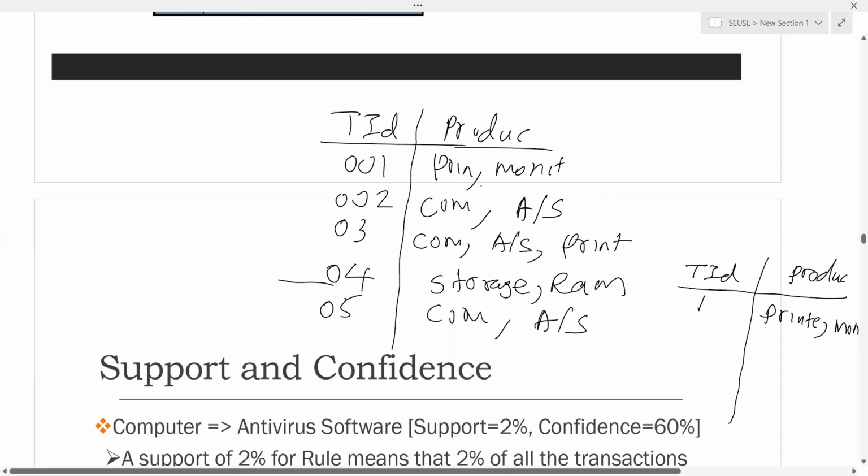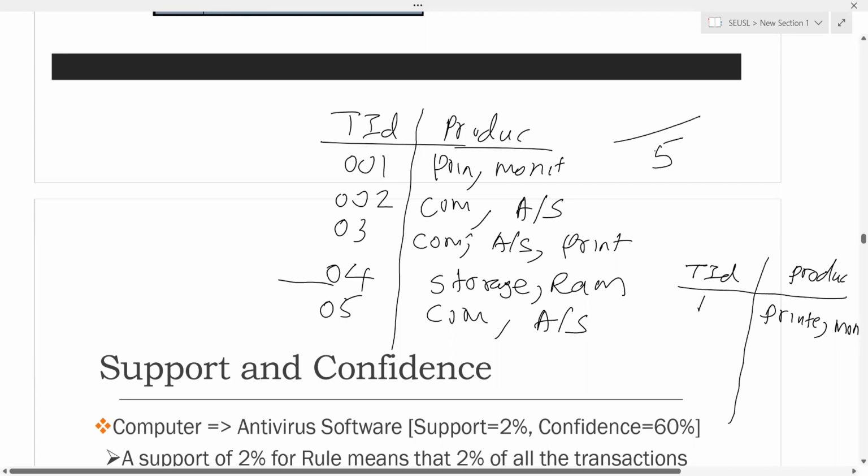Support, say 2%, means among all the transactions. How many transactions are there? Five. Someone tell me. Five transactions, yeah. So you need to put a 5 here.